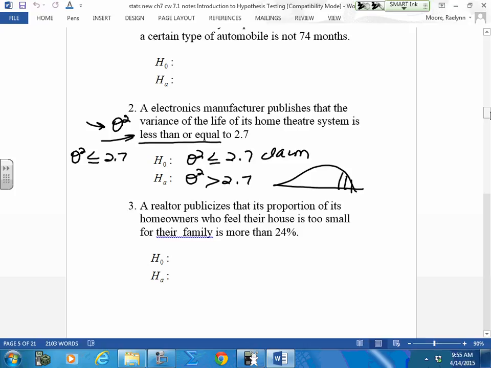A realtor publicizes that the proportion P of its homeowners who feel their house is too small for their family is more than 24%. So how do I write this statement first? Just P, because it's population. We're making a statement about your population. P is greater than 0.24. So which one is that, the HA or the HO? HA has no equal sign. It does not have the equal sign.